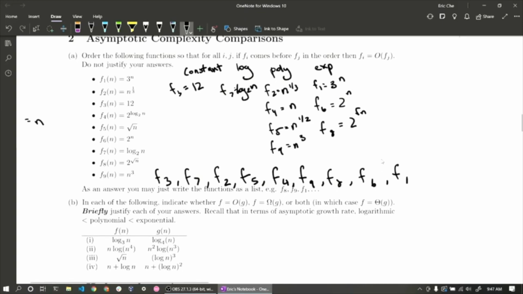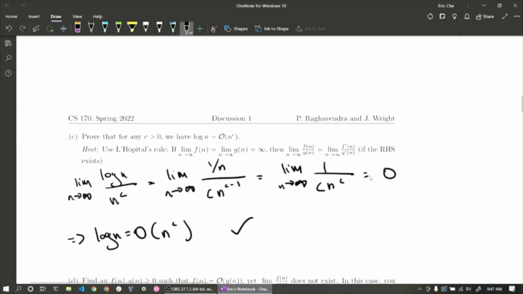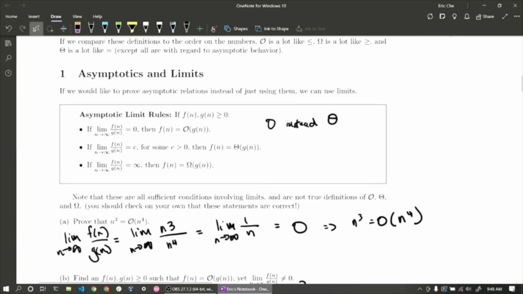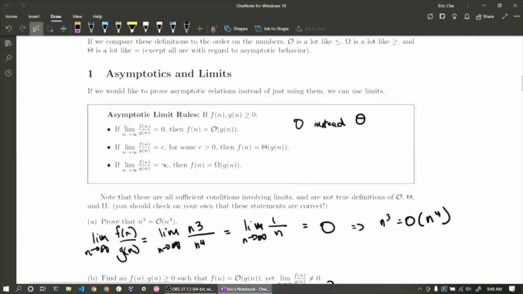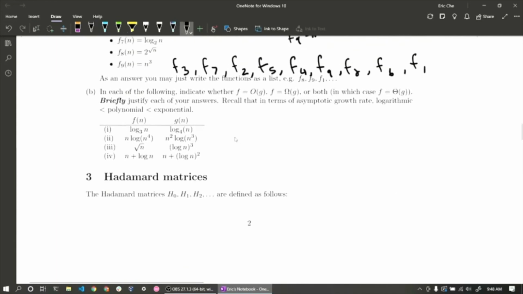Let's take a look at 2b. In each of the following, indicate whether f is O of g or omega of g, or both, in which case it's theta of g. For the most part, we'll be applying these asymptotic limit rules to help us solve this question. However, we're able to use a couple of tricks that we'll see later on in this video, and that'll be pretty useful when you do some asymptotic analysis of your own.